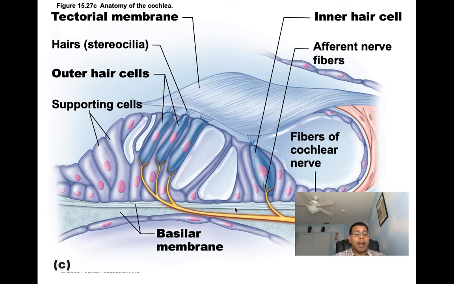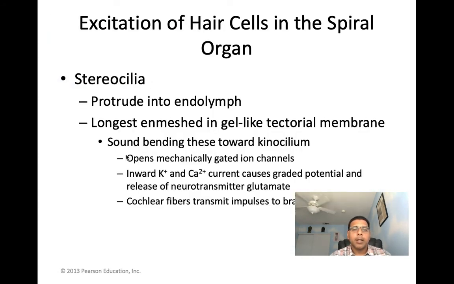Depolarization increases calcium and increases the hair cells' release of the neurotransmitter glutamate. Now, when we look at the role of the outer hair cells, these cells are innervated by efferent fibers that convey messages from the brain to the ear. These cells help to change the stiffness of the basilar membrane. Here we can see that again: bending towards the tallest cilium, the kinocilium, opens mechanically gated ion channels.